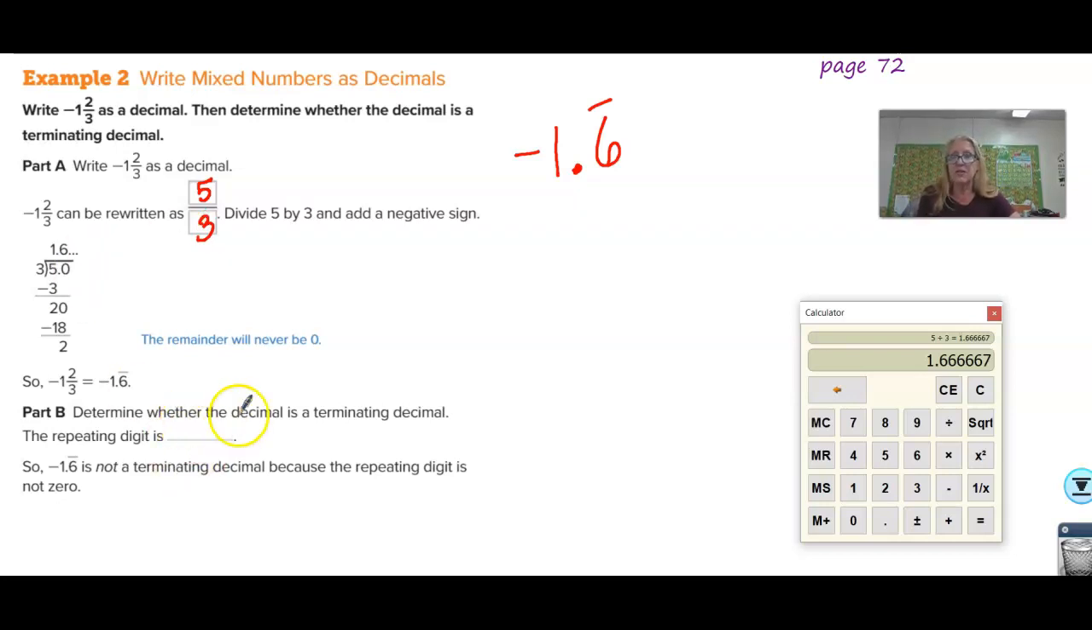The repeating digit is 6, okay? Okay, next.